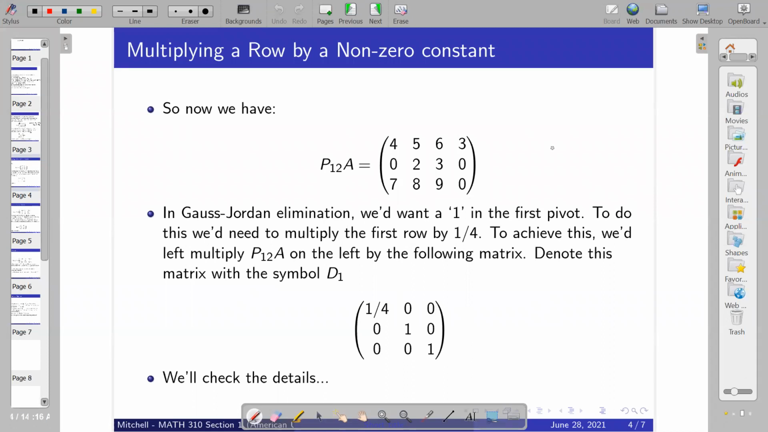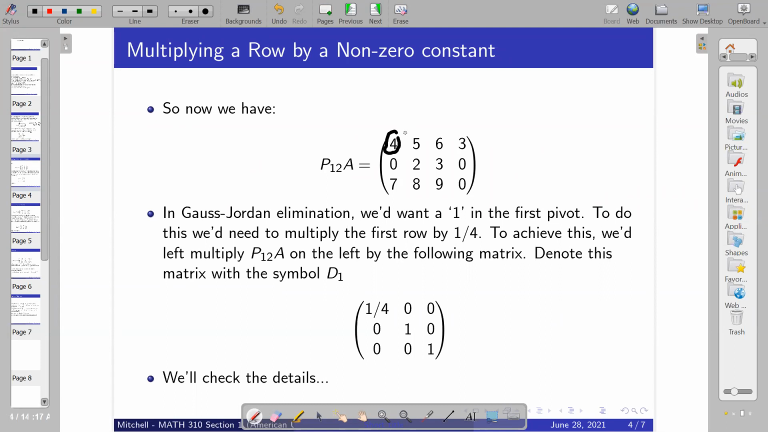So now we've got this matrix. The way that I'm going to gather the terms is to continue to multiply stuff on the left. If you were doing Gauss-Jordan elimination, at least the pivot that we're dealing with here is not 0, so it's 4.